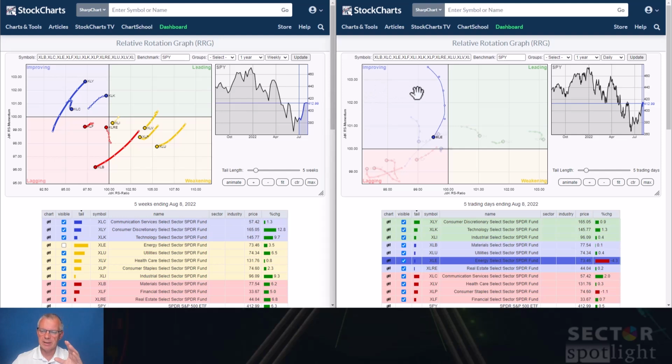Energy is interesting to see. It's rolling over inside the improving quadrant.